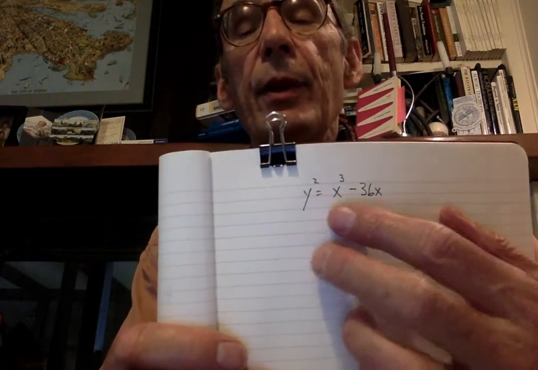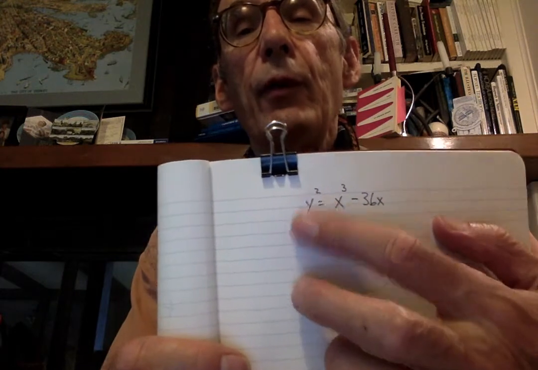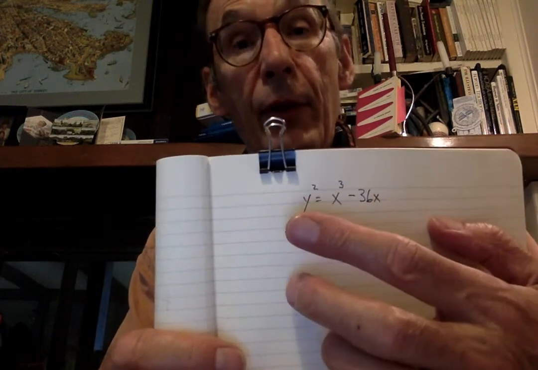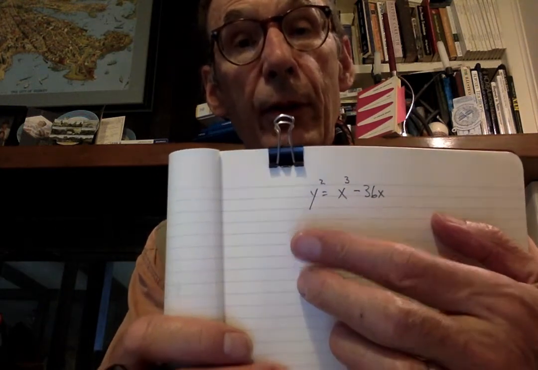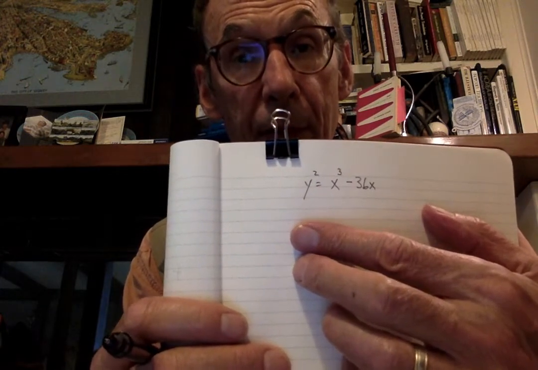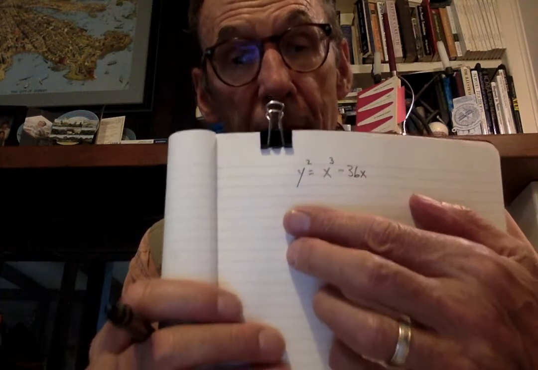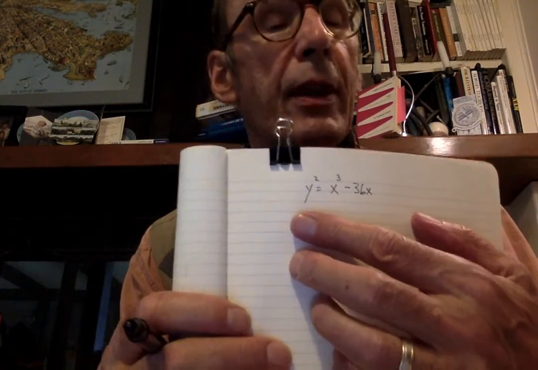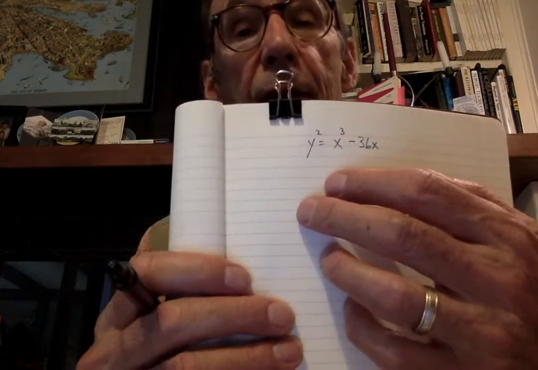It's not a function because for any particular x, you'd have two values of y. And for a function, you can only have one. So we're going to have to deal with this one implicitly. And we're going to minimize the amount of algebra that we have to do, and we're going to focus on the signs. So the first thing we're going to do is take the derivative of each side.